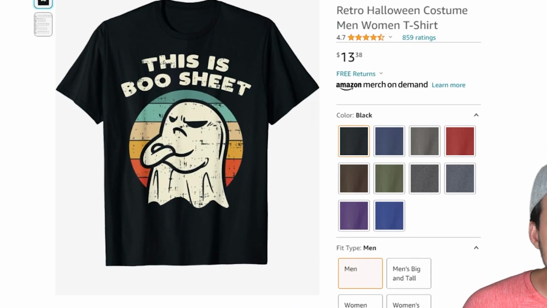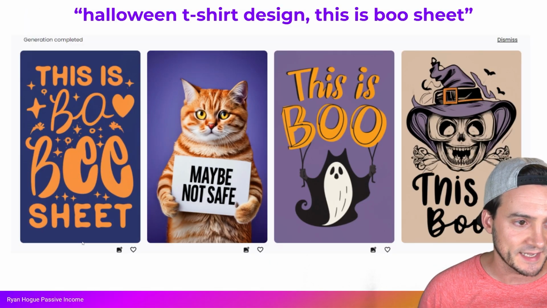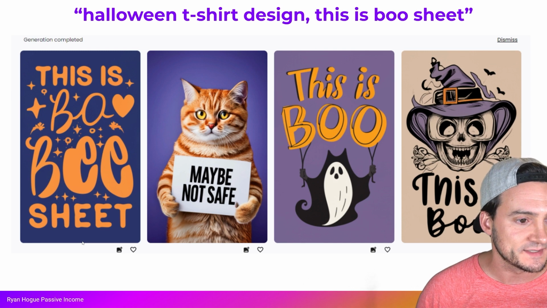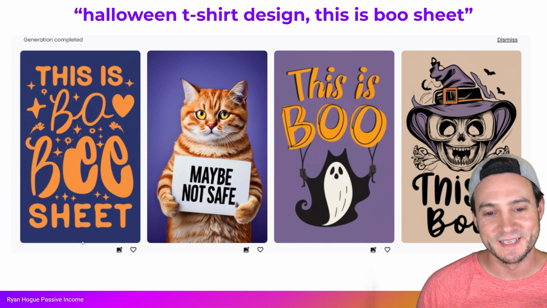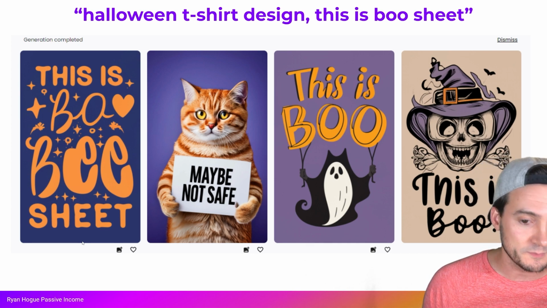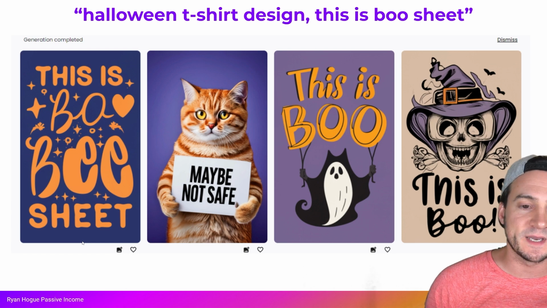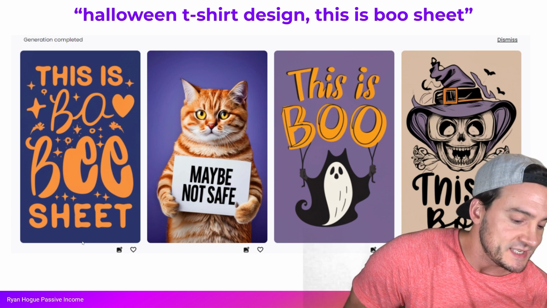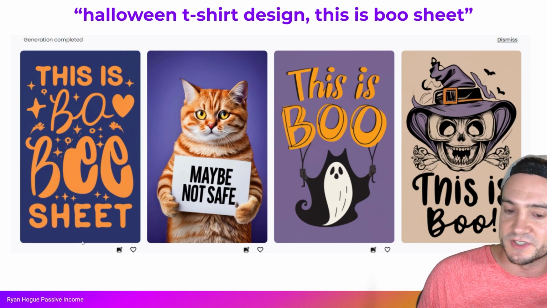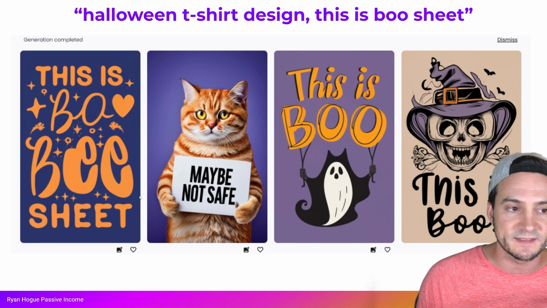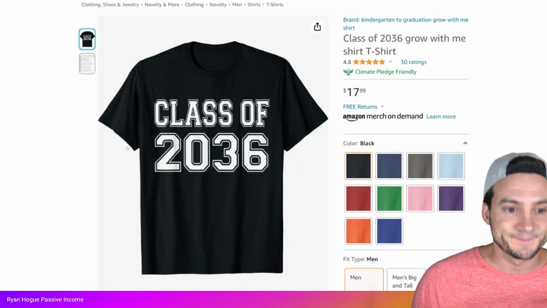So next I did This Is Boo Sheet, the Halloween design. Number 2 spot got the cat. But after that, the number 1 slot, This Is Boo B Sheet. This is Bo B Sheet. Number 3 spot, This Is Boo. Didn't get the sheet. And number 4 spot also says This Is Boo. Maybe it's because it's a play on words, Boo Sheet, and it didn't understand how that made sense in the English language. So it just didn't want to write it in the t-shirt designs. I don't know.